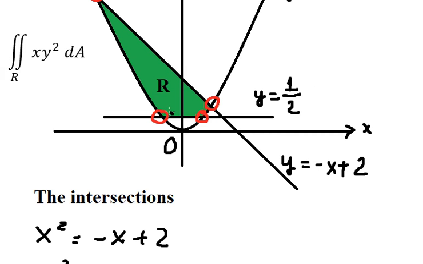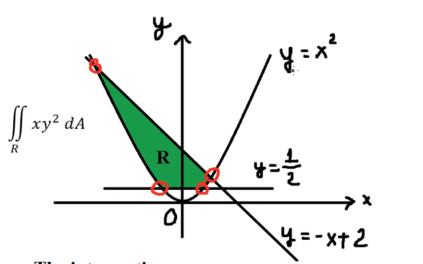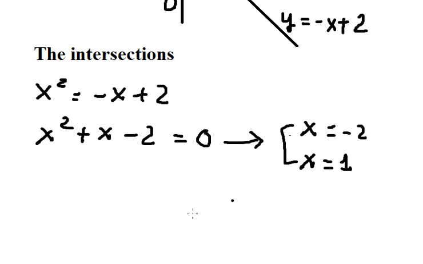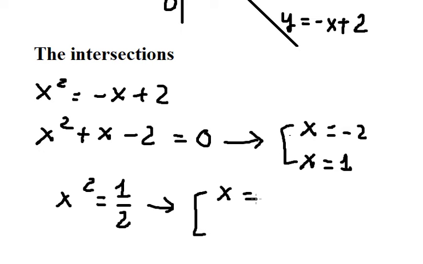The next one, this one and this one, is between y equals s squared and y equals 1 over 2. We take the square root on both sides, and we have s equals the square root of 2 over 2, and s equals negative the square root of 2 over 2.